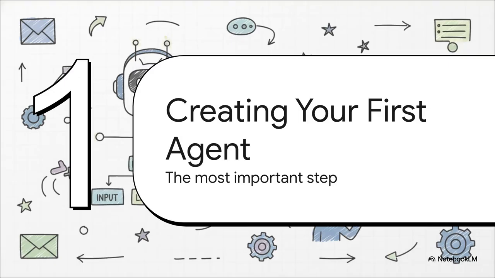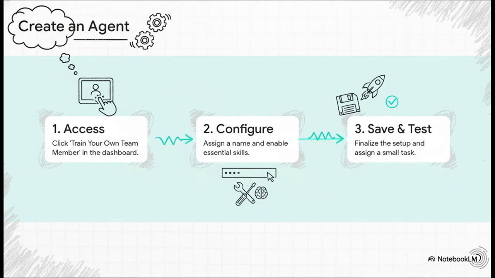Seriously. All right, enough talk. It's time to actually do something. Let's get hands-on. We're going to start with what is, without a doubt, the most important first step, creating your very first agent. And you'll be happy to know it's just 3 easy steps. Super simple. First, you just pop into the dashboard to train a new team member. Then you set it up, give it a name that makes sense, like content writer or something, and finally, you just save it and give it a little test to see how it does.